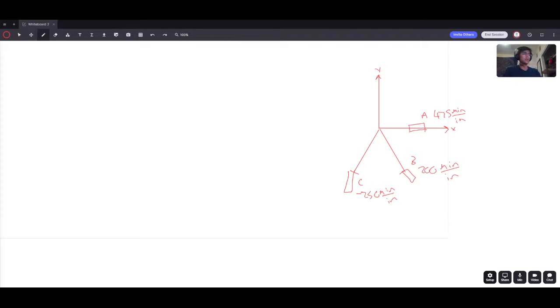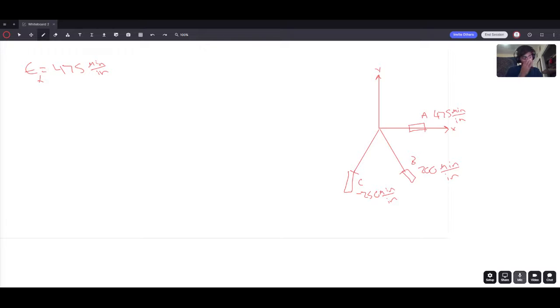So first we're going to have to find the strains in the X and Y direction, then the stresses in X and Y, and then the principal stresses. So first, we can see from the diagram that since A is already in the X direction, epsilon X is just going to equal 475 microinch per inch.